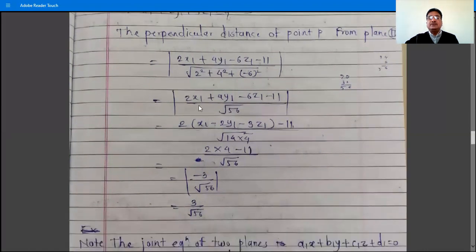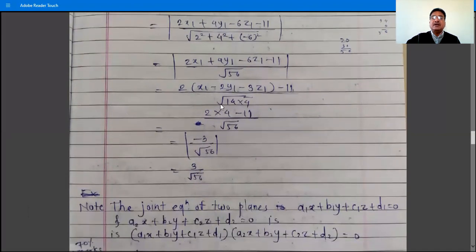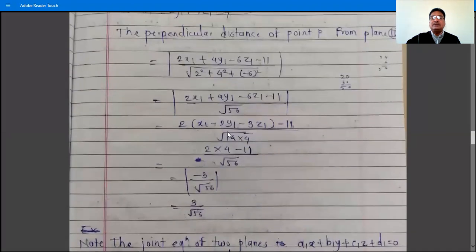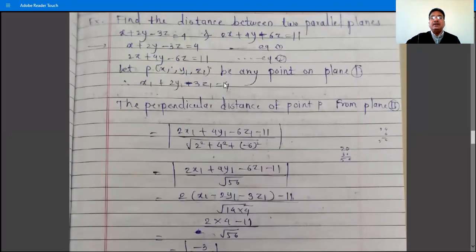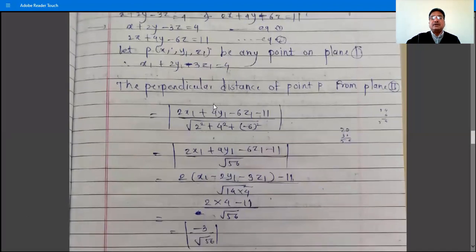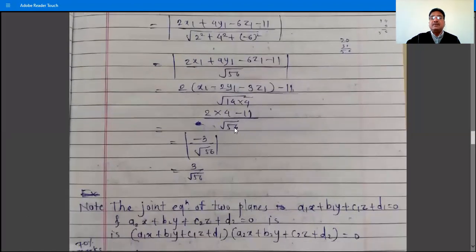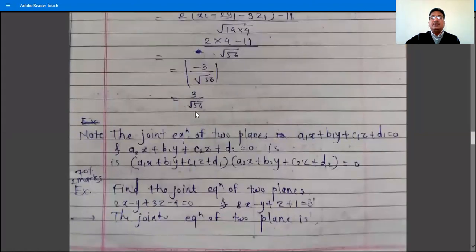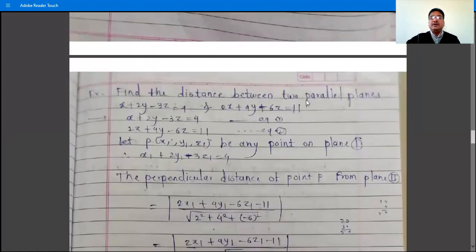Take 2 as common from the first three terms. So we have, in brackets, x1 plus 2y1 minus 3z1, minus 11, divided by root 56. Root 56 is root 14 into 4. And then the numerator is what? It is 2 times the value of x1 plus 2y1 minus 3z1, which is 4 from this equation, so we write 4 minus 11, divided by root 56. That is minus 3 divided by root 56, and its modulus is 3 by root 56. So this is the distance between the two parallel planes.